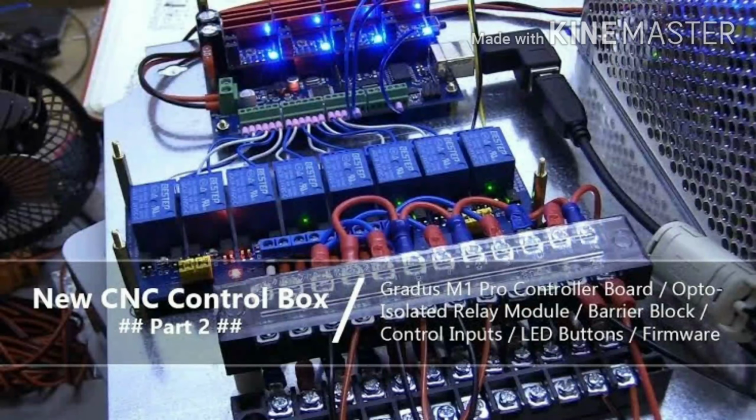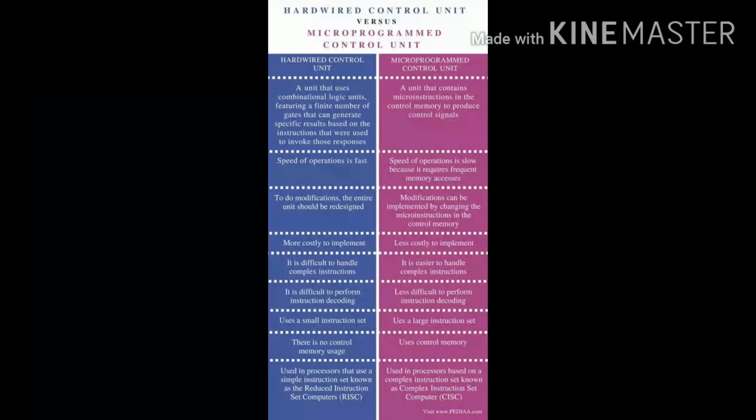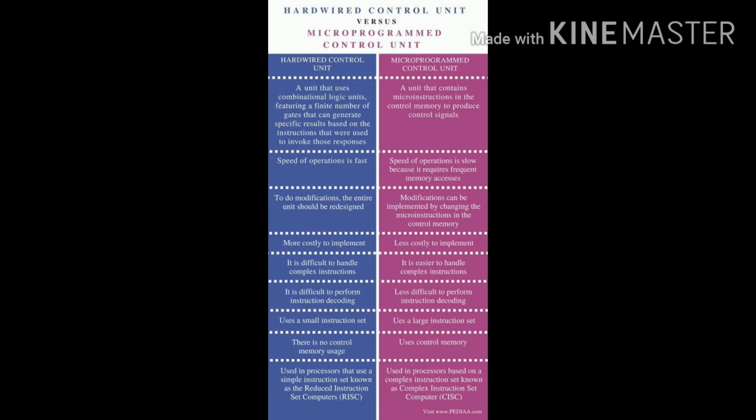Whereas in soft-wired control system, it uses small microcontrollers instead of bulky wires and logic gates. The speed of operation of the hardware control system is very fast because it does not require frequent memory access, whereas in software control system the speed of operation is lower as compared to hardware control system because it requires continuous access to the memory.